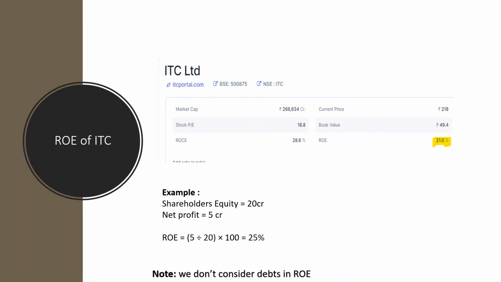The greater the ROE, the better for the company. ROE is useful mainly when the company is not having any debts. The ROE of ITC is 21%, which is very good. Ideal ROE should be greater than 15%, then it will be considered good.